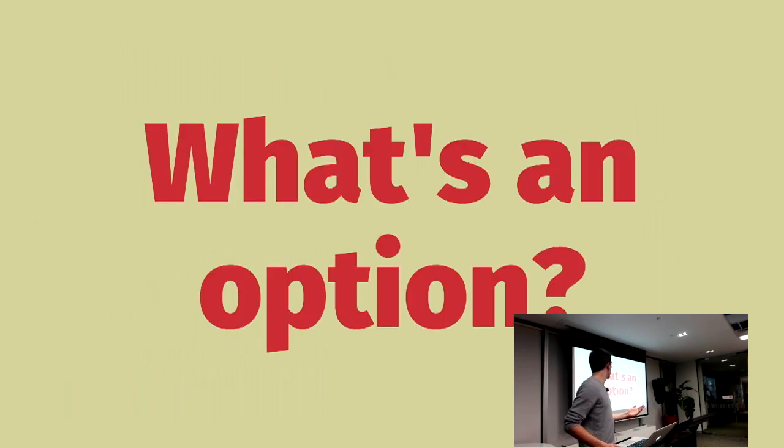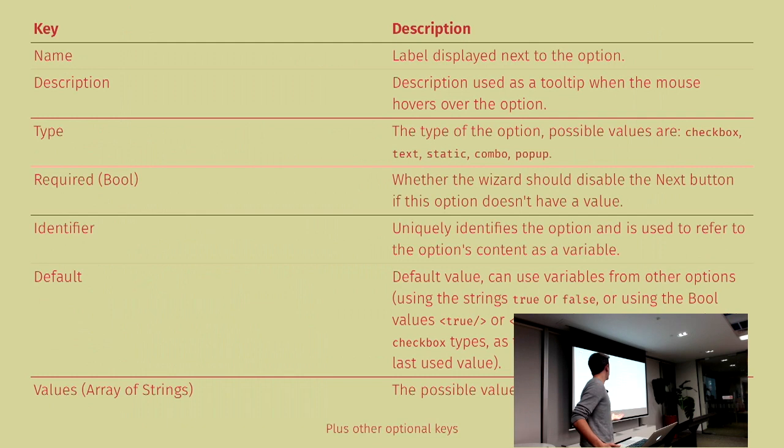So what's an option? An option is an XML dictionary that can have those keys. Probably some of them are required and some of them are optional. But basically, it just says the name, the description, the type. Probably the most important thing is the type. So you can have a checkbox, text, static text, combo, or pop-up. I haven't used them all, so I wouldn't be able to explain all of them. But an identifier, that's quite important. Default values, and an array of values if it makes sense for combo boxes or pop-up.